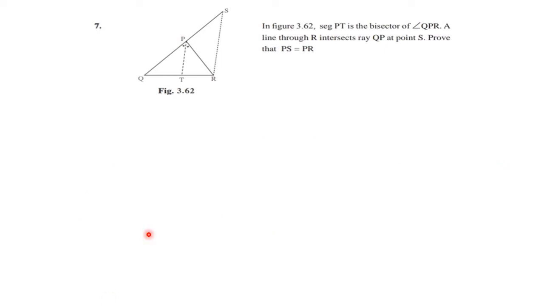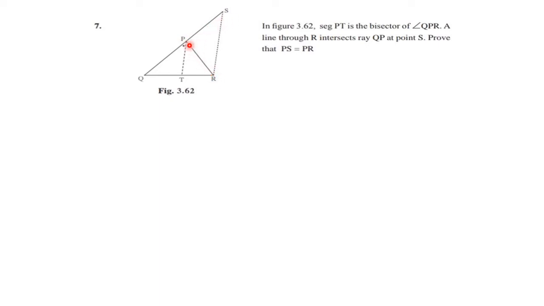In this, it says that in figure 3.62, PT is the bisector of angle QPR. A line through R intersects the ray QP. They have extended QP, and when you extend the line through R, it intersects at the point S. Prove that PS is equal to PR. Okay, we need to prove that PS is equal to PR.